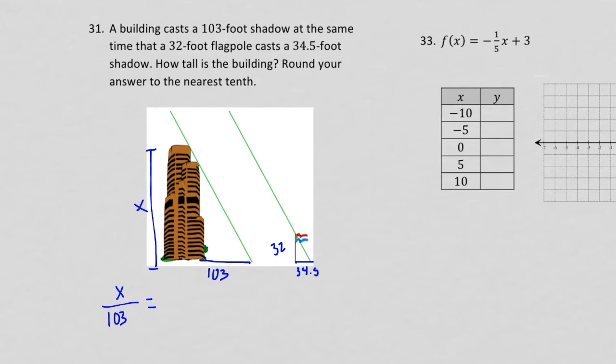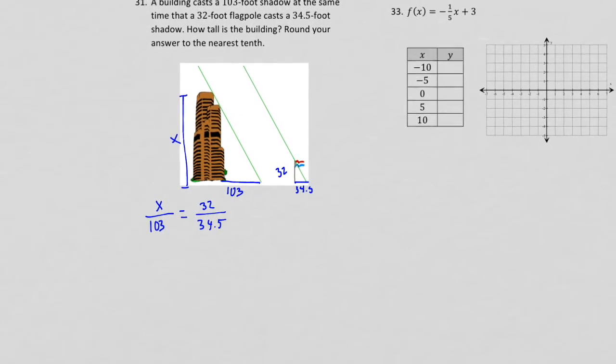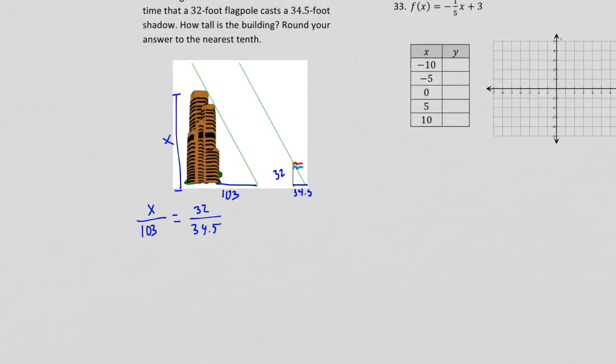For the other ratio, we need to keep up the same pattern. If I did X, which is the height, over 103, which is the shadow, over here I have to do height over shadow also for those numbers. So 32, which is the height, over 34.5, which is the shadow. Using that, we can solve this problem now. We're going to cross multiply. So 34.5x equals 32 times 103.